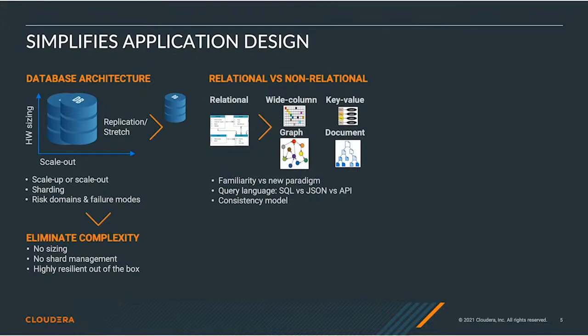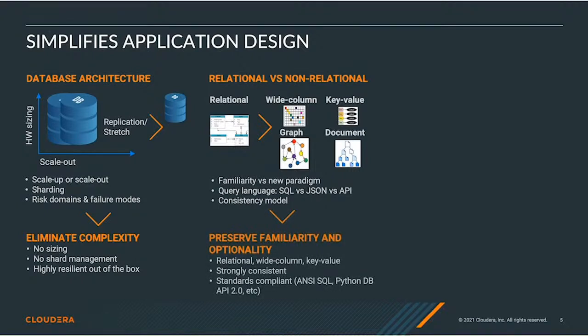And lastly, how should the model of the database from a consistency perspective work? Most application developers are familiar with the relational world, which is strongly consistent. That means when they write something, it is immediately available to read. Or in other words, a read is guaranteed to return what was last written. Within Cloudera, we believe in preserving familiarity while providing optionality. Out of the box, we provide relational, wide column, and key value support.